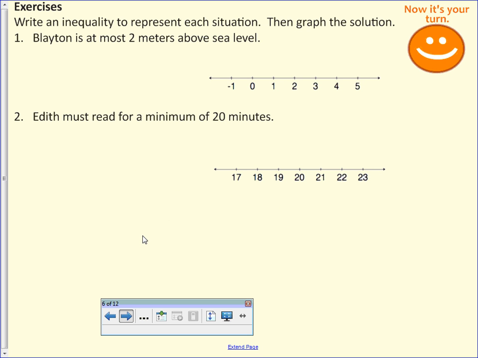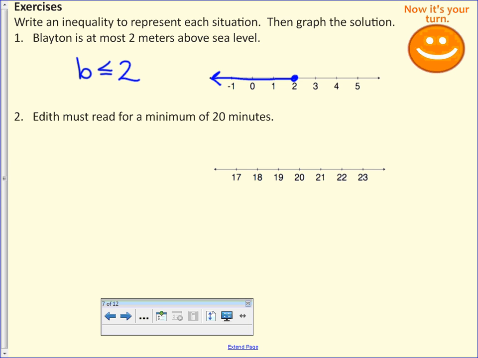Okay, try the first two by yourself. These only have one quantity. So Blayton is at most 2 meters above sea level. So at most 2. 2 is the highest elevation Blayton is at. So you have to plot it and write your inequality. So the most is 2, and then everything less. So Blayton is less than or equal to 2.